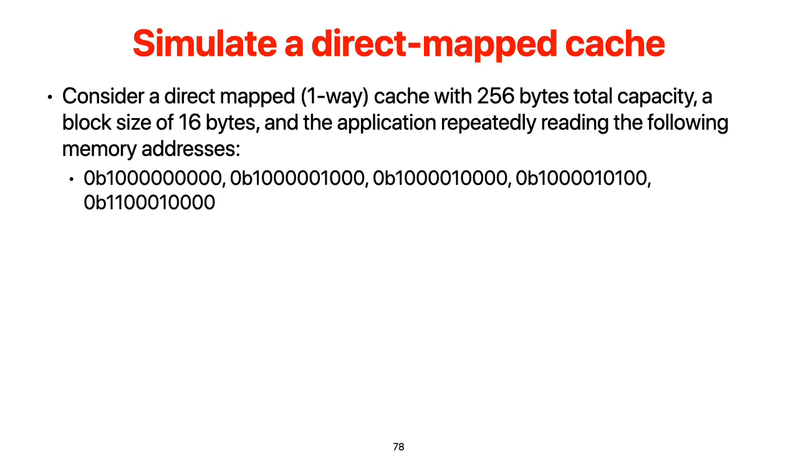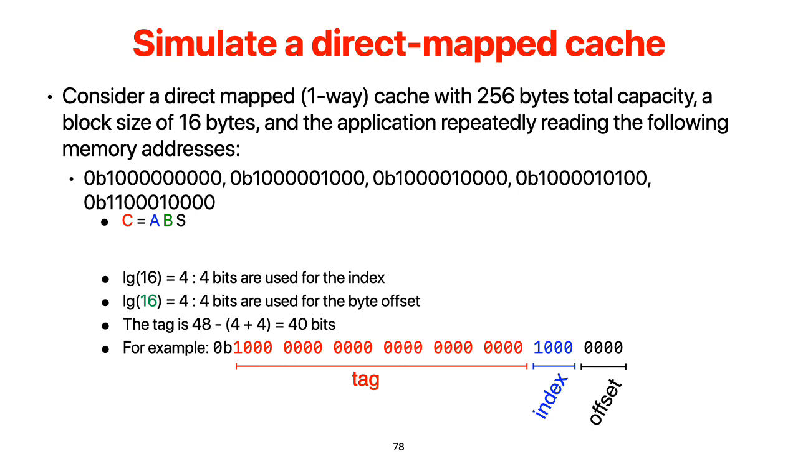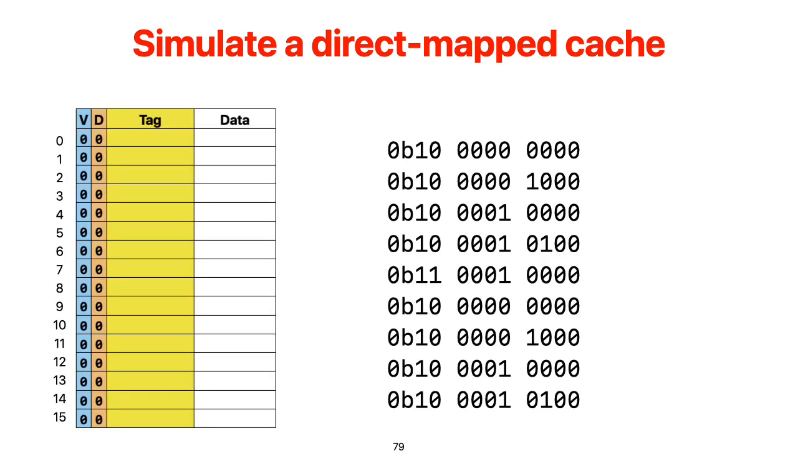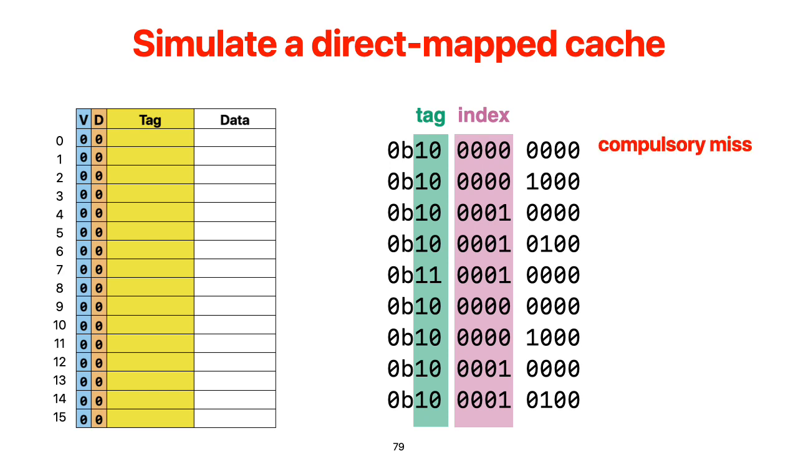Let me walk through a very simple example for simulating a direct map cache. So if you are given the following memory addresses, and you have a direct map cache with 256 bytes capacity in total and a block size of 16 bytes, with C equal to ABS, you are able to know that there are 4 bits in the index and 4 bits in the block offset. So for each address, you can partition it with 4 bits of index, and the remaining bits are the tag. Then for accessing the first one, because this is definitely the first time I see the block, it will be a compulsory miss. And to serve this compulsory miss, I will have to fetch the block into this direct map cache at the designated set, which is set number 1 here.